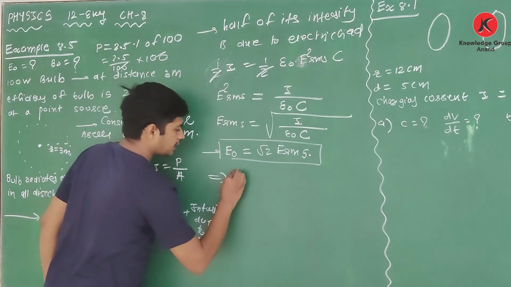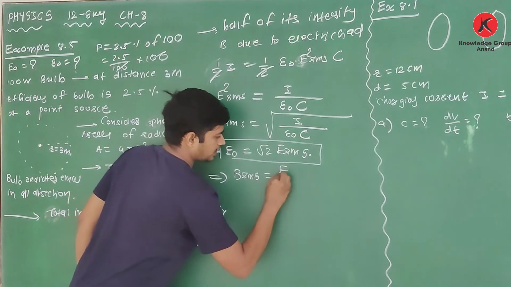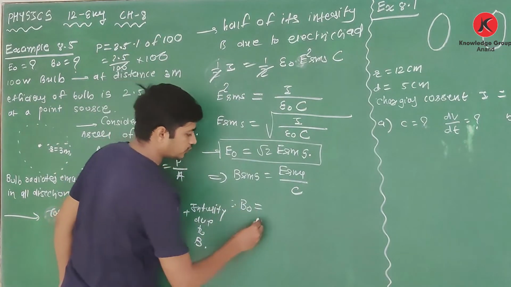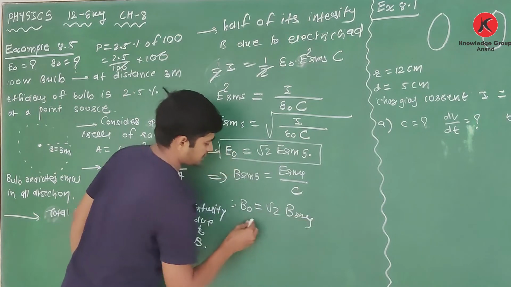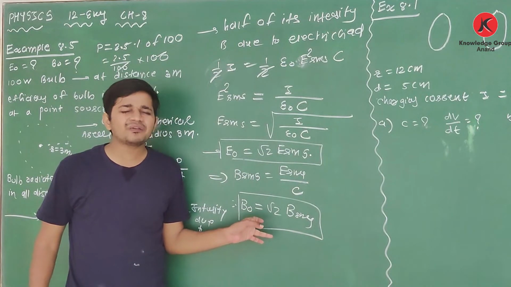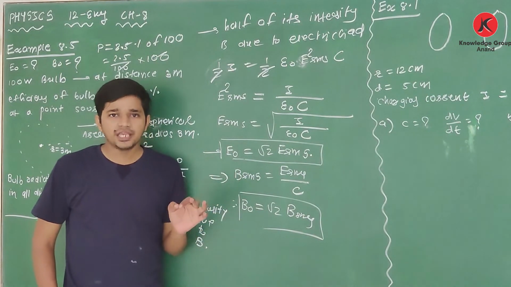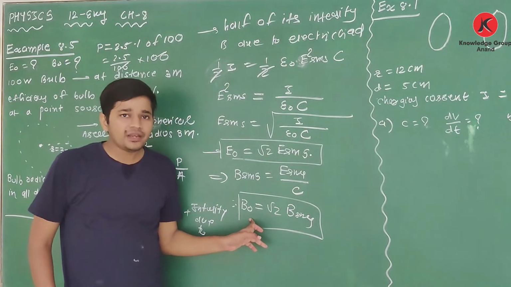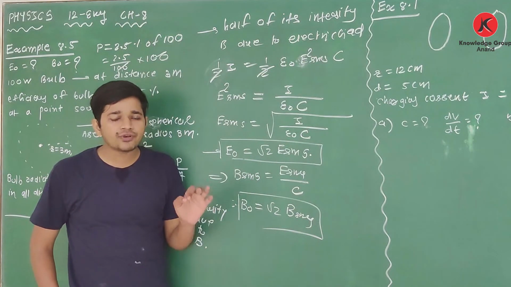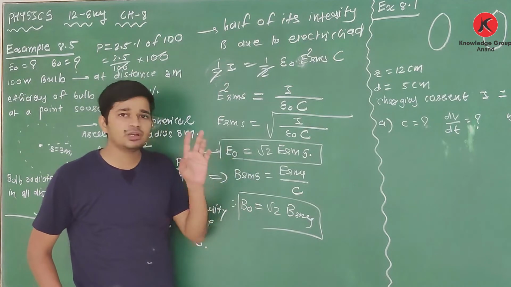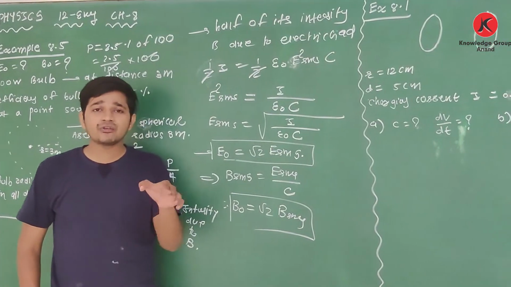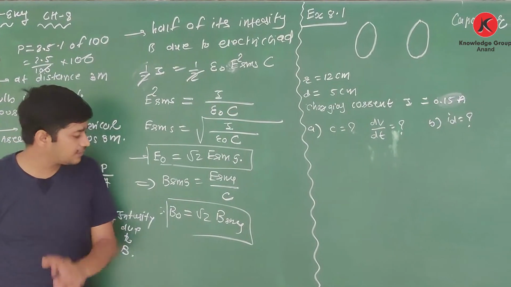What we know is that B RMS is equal to E RMS upon C, and therefore B0 is equal to root 2 B RMS. From these two values you will get B0, and its value is very small compared to E0. It means that light energy contains mostly electric field vectors. Clear about this? So in wave optics we have considered only electric field vectors as the light wave. Any doubt?